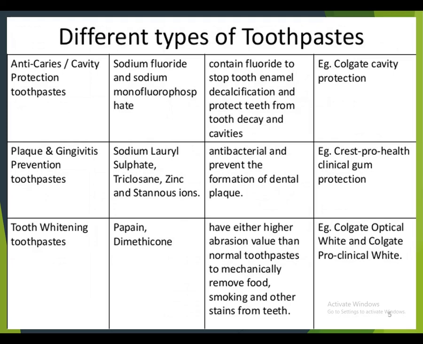There are different types of toothpaste available in the market, which can be anti-caries or cavity protection toothpaste. These pastes contain sodium fluoride and sodium monofluorophosphate. These pastes contain fluoride to stop tooth enamel decalcification and protect teeth from tooth decay and cavities. An example of anti-caries toothpaste is Colgate Cavity Protection Toothpaste. Plaque and gingivitis prevention toothpastes are also available. In this paste, sodium lauryl sulfate, triclosan, zinc, and stannous ions are present.